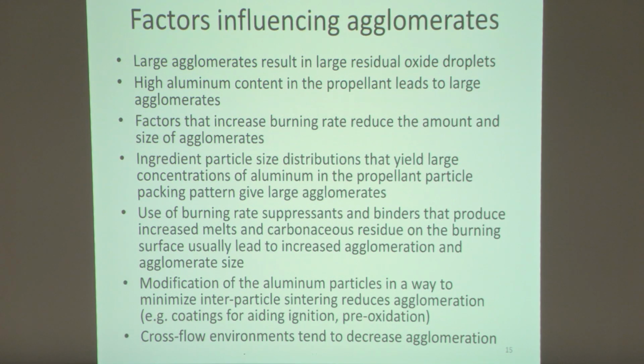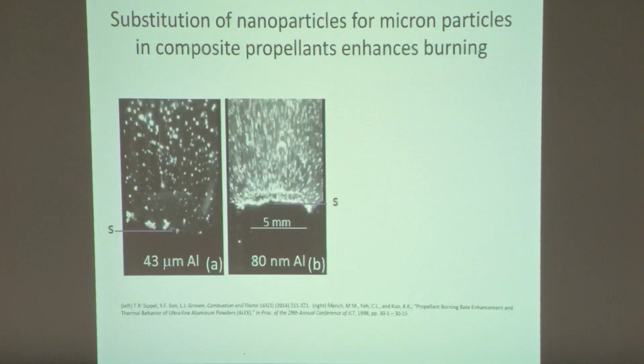Modification of the aluminum particles in a way to minimize interparticle sintering reduces agglomeration, for example, coatings for aiding ignition or pre-oxidation. And cross-flow environments tend to decrease agglomeration as well, because I'm obviously dragging the particles off the surface. Okay, so those trends were generally for micron particles burning in composite propellants.